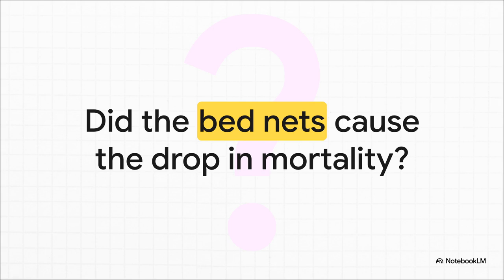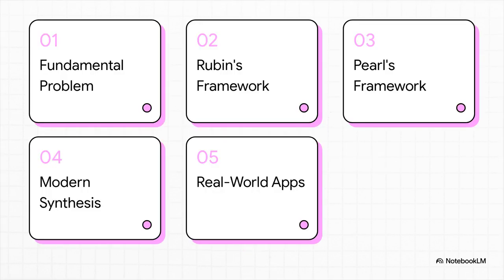Answering that is remarkably difficult in practice, because proving true causation requires a highly rigorous mathematical language. And today, we're going to learn exactly how to speak it. Here's our roadmap for getting there. 1. The fundamental problem. 2. Rubin's framework. 3. Pearl's framework. 4. The modern synthesis. And 5. Real-world applications. Let's get to it.